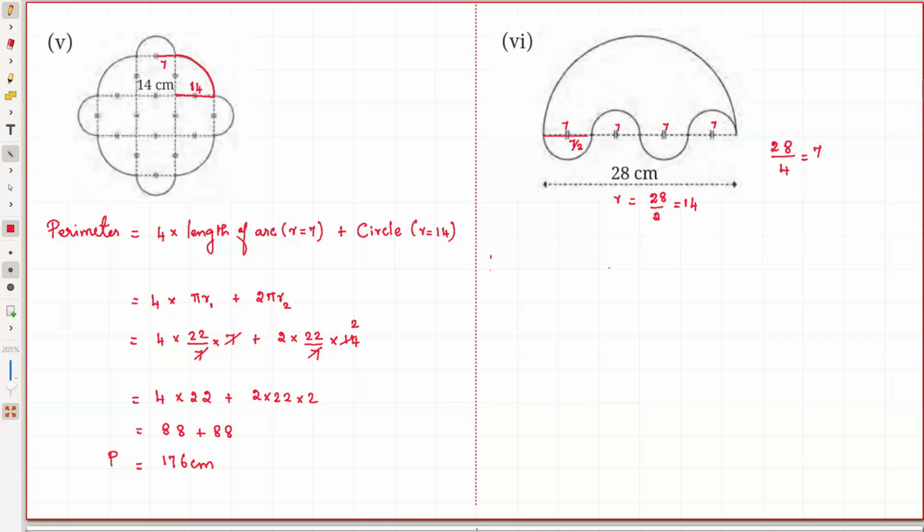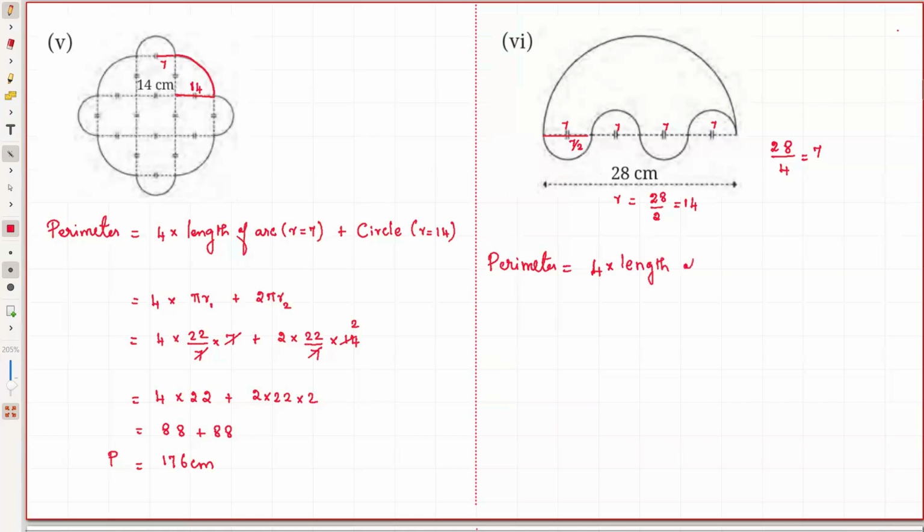So now how to find out the perimeter? Radius 7 by 2, and we have 1, 2, 3, 4. So we can write the perimeter is equal to 4 times, 4 into length of an arc with radius 7 by 2.